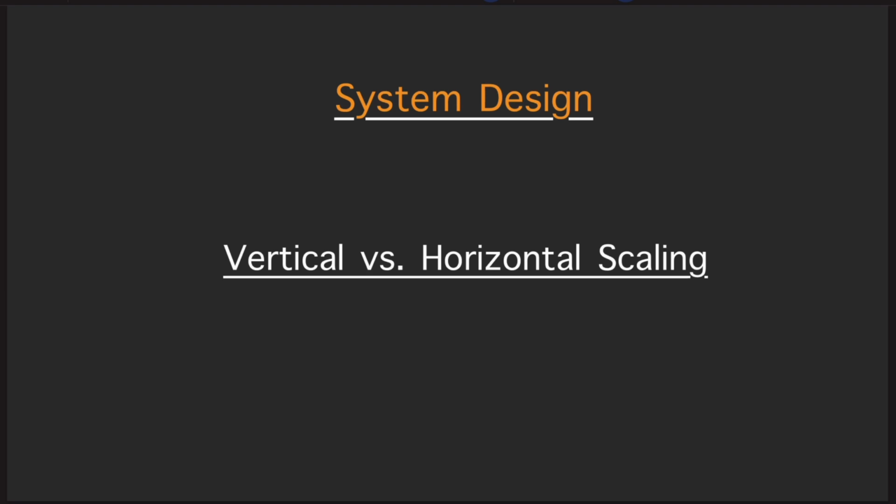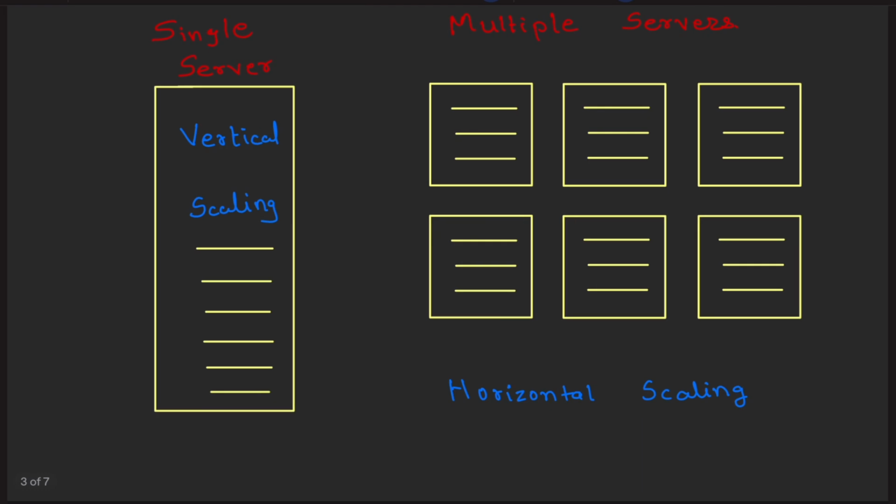So, first, what is scaling? In system design, scaling refers to how you increase the capacity of a system to handle more work or traffic. Here, system can be your machine or server, so you can relate like that. There are two main ways to do this. First one is vertical scaling, and second one is horizontal scaling.